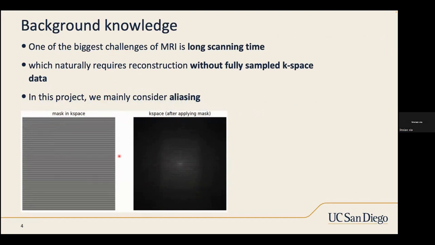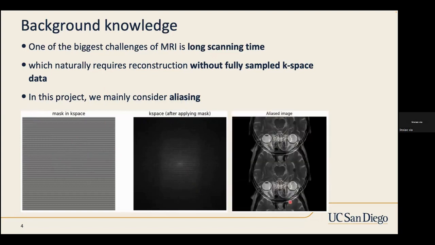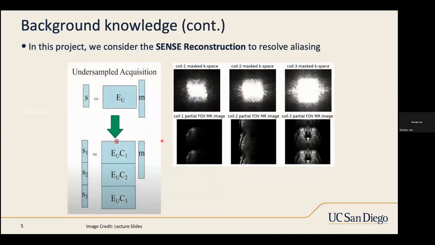The binary mask shown here has alternating rows of 0s and 1s, which will lead to aliasing as observed in the aliased image here. One of the methods to solve aliasing is the SENSE reconstruction method, which we have re-implemented ourselves in Python.